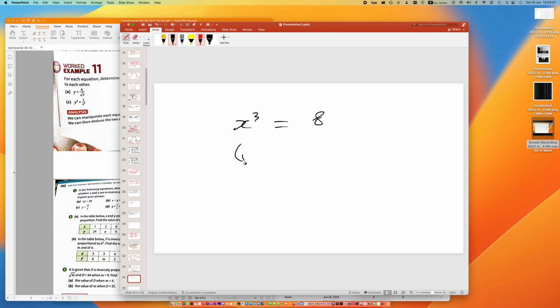How do you get rid of the cube? Cube root. You cube root this one, then this one and this one cancel. You get x. So what do you get? Calculator. For the cube root you need to put a 3. You know how to trigger the cube root? Yeah. Okay, good. So what's the answer? 2. Okay, good. The answer is 2.